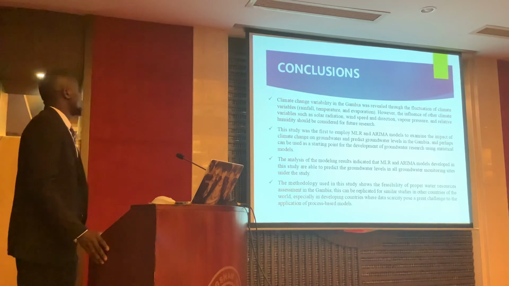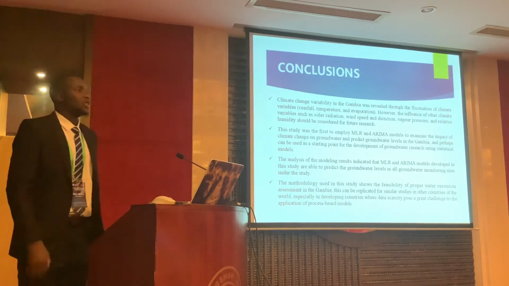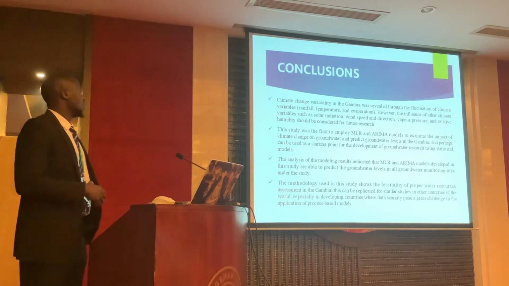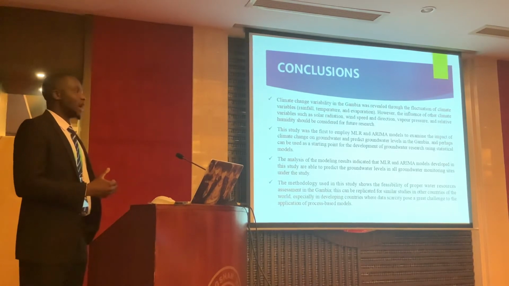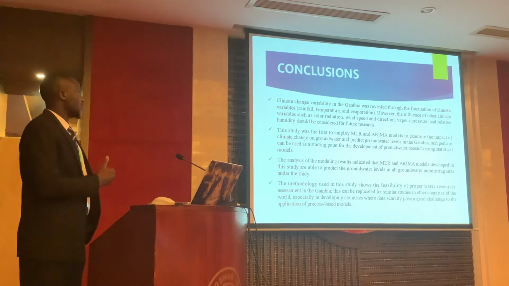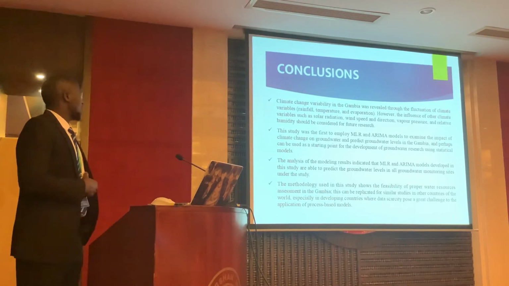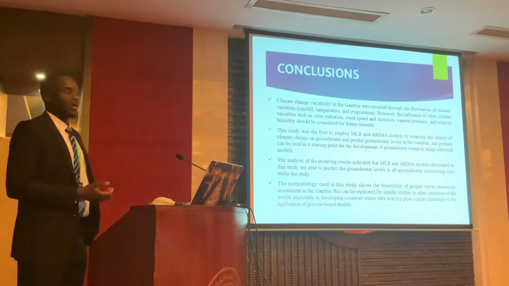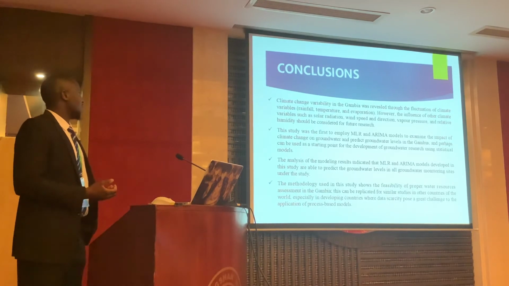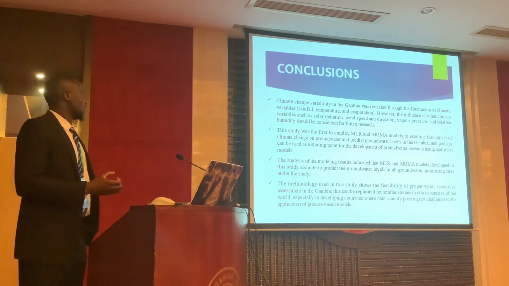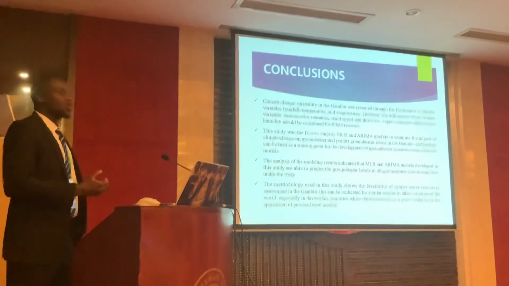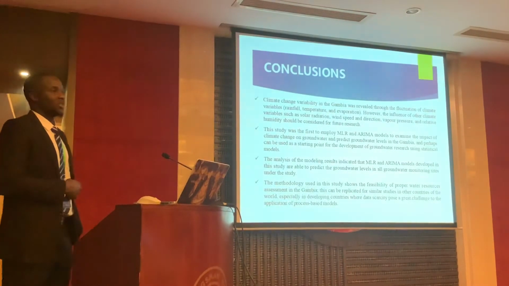In conclusion, climate change variability in the Gambia was revealed through the fluctuation of these variables. However, the influence of climate variables such as solar radiation, wind speed, and direction needs to be researched to fill the gap left by the variation of these other 3 variables. This study was the first to employ statistical models such as MLR and ARIMA in my country, and perhaps it can be used as a prelude to predicting groundwater level in the Gambia, and also serve as the starting point for groundwater research in the Gambia.